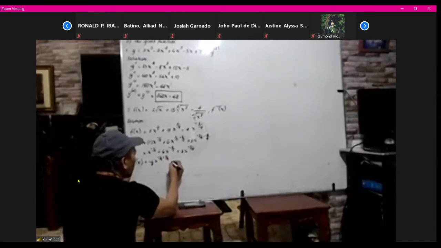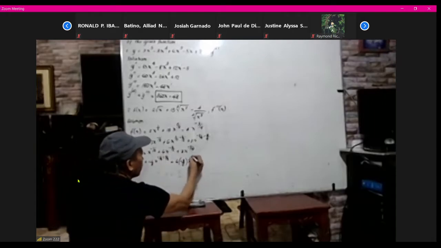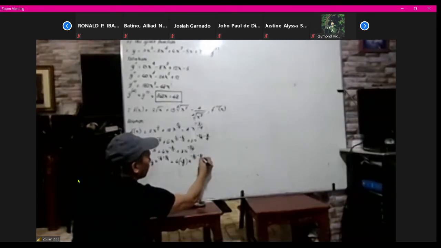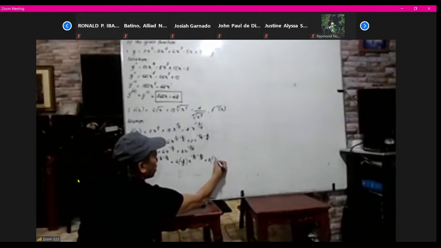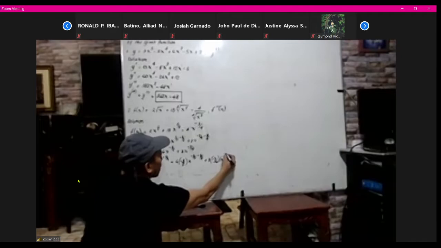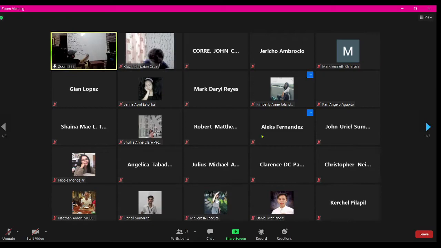Then plus 6 times negative 3 over 5. Okay, 6 times negative 3 over 5. Then x raised to negative 3 over 5 minus 5 over 5. Okay? Then plus 3 times negative 7 over 4. Then multiplied by x raised to negative 7 over 4 minus 4 over 4. Okay? So, doon lang natin pinagbasehan sa denominator, ha?